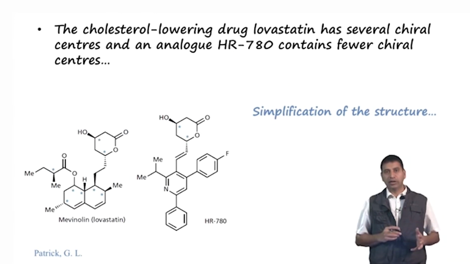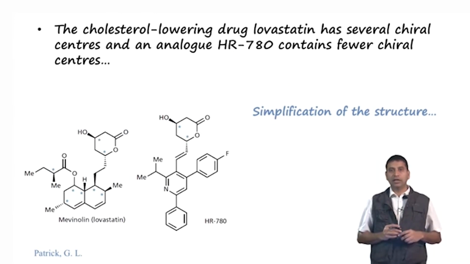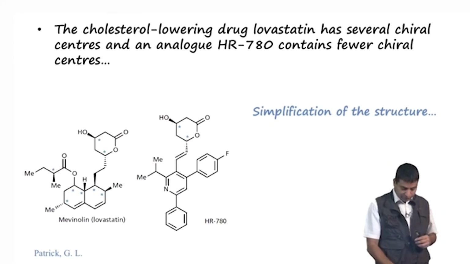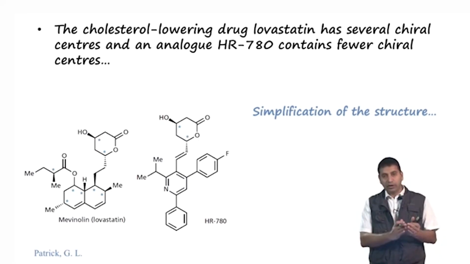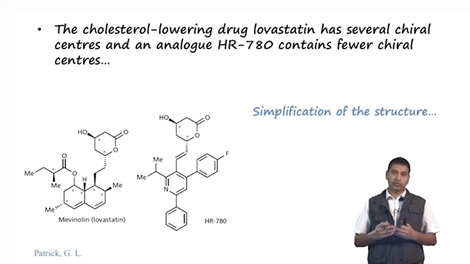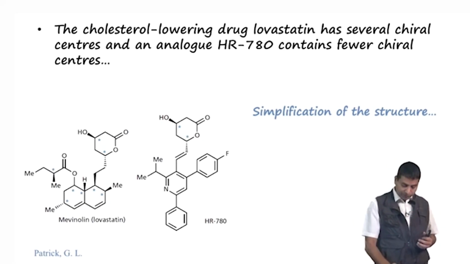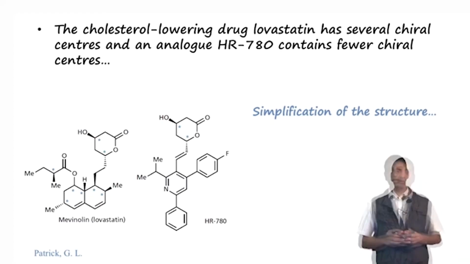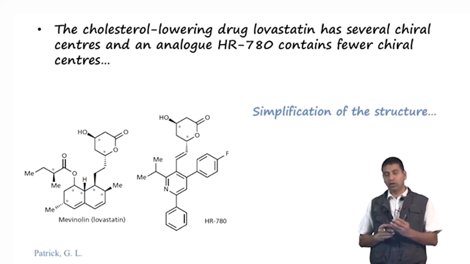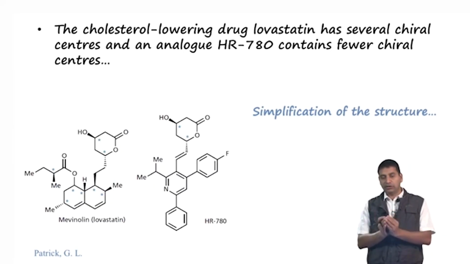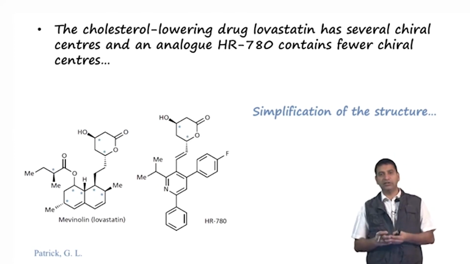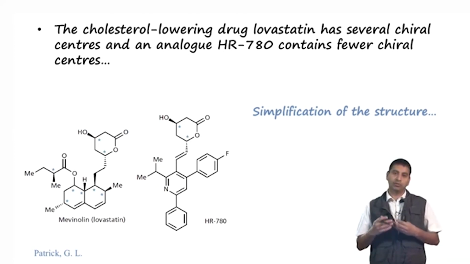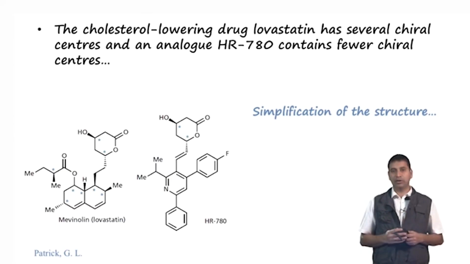The cholesterol lowering drug lovastatin, which is shown here, has several chiral centers. You can see here that it has 1, 2, 3, 4, 5, 6, 7, 8 chiral centers. During structure activity relationship studies, using this concept of simplification, we have substantially lowered the number of chiral centers, from 8 to 2, and this molecule has pretty much the same activity as the parent compound. So it is highly desirable to use this analog in terms of taking it forward as a drug compared to lovastatin.